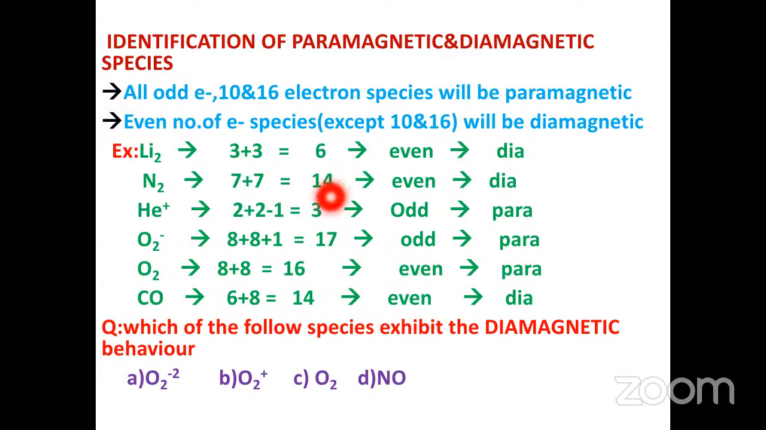It's okay, sir. If you understood this, then try to solve the question below. Test yourself question: which of the following species exhibit diamagnetic behavior?